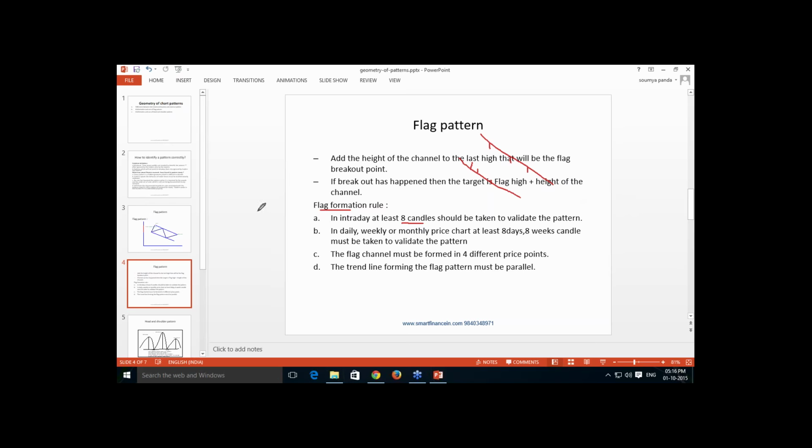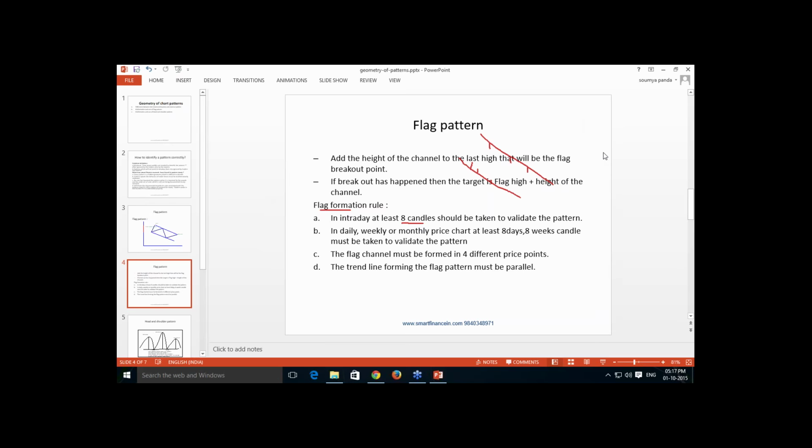So this is the arithmetic of a flag pattern, and this is a very frequently occurring pattern. This is not a remote pattern. This is a very frequently formed pattern.